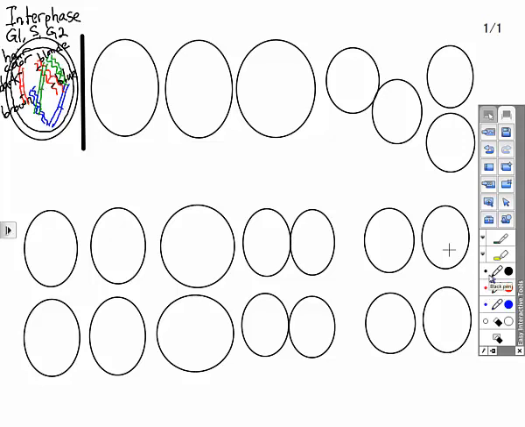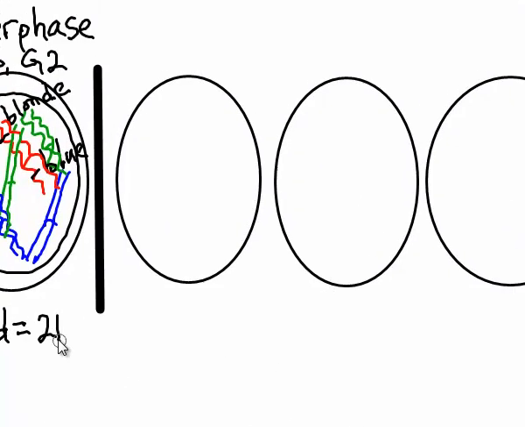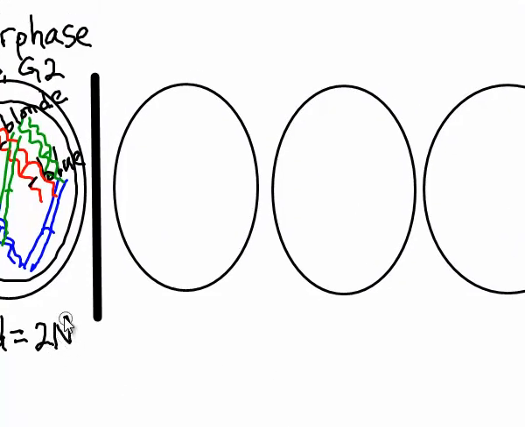We started out with a cell with 6 chromosomes, 2 of each chromosome, 2 sets of chromosomes. So we're going to call that a diploid cell. Diploid means two sets of chromosomes. Sometimes that's abbreviated 2N. Okay, the diploid number would be 6.